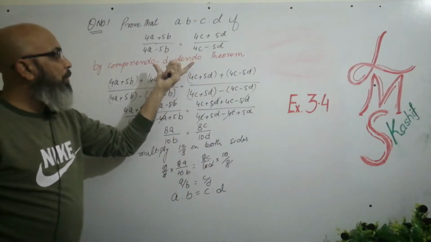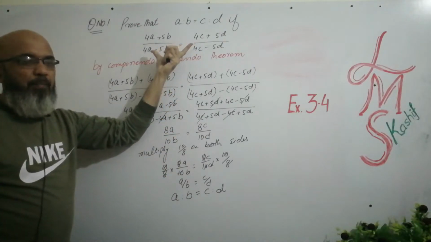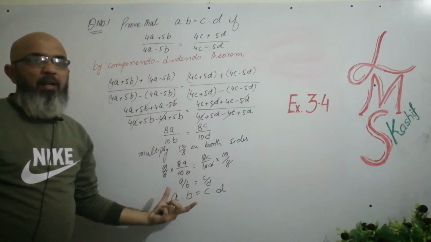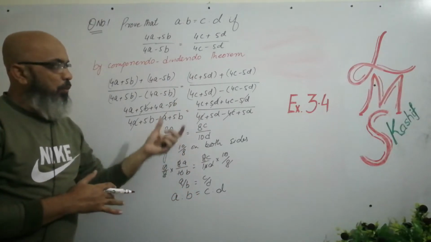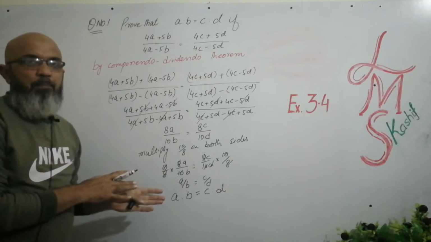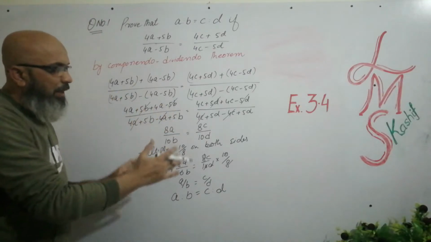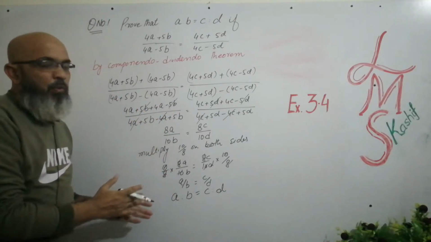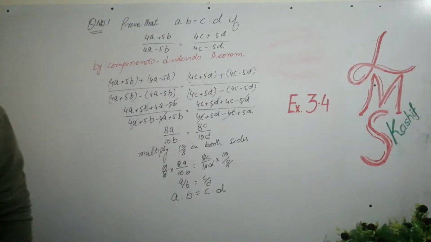मीन्स सिंपली कंपोनेंडो डिविडेंडो थ्योरम अप्लाई करना है आपने और उसके बाद आपने सिंप्लीफाई कर लेना है. रिमेनिंग ऑल पार्ट्स विल हैव द सेम प्रोसीजर. यही मेथड है. इतनी स्टेप्स में क्वेश्चन खत्म होंगे. अब हम नेक्स्ट क्वेश्चन देखते हैं. इसी क्वेश्चन का एक दो पार्ट्स और करते हैं हम.